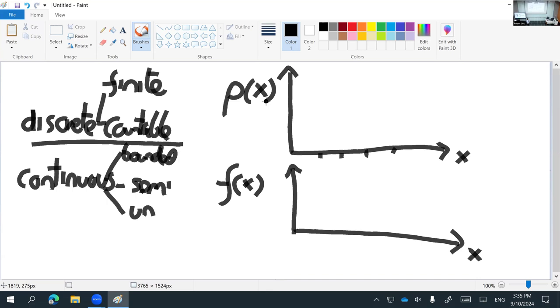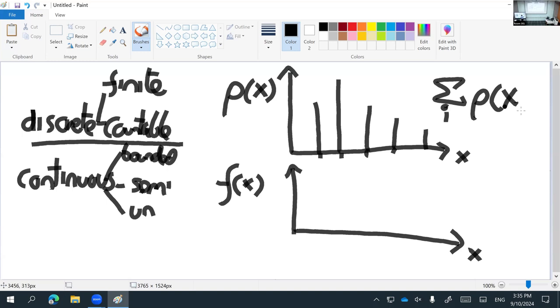Now, when I have discrete case, what happened? What is the second axiom? Probability of everything has to be equal to 1, right? So that means sum of i, p of x_i has to be equal to 1. Would you agree? Right? 1/6 plus 1/6 plus 1/6 plus 1/6.